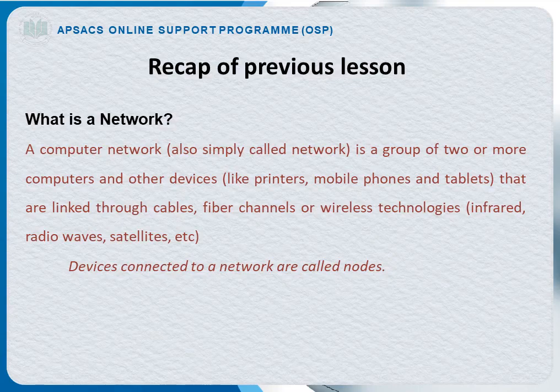What is a network? A computer network, also simply called a network, is a group of two or more computers and other devices like printers, mobile phones, and tablets that are linked through cables, fiber channels, or wireless technologies like infrared, radio waves, satellite, etc. Devices connected to a network are called nodes.